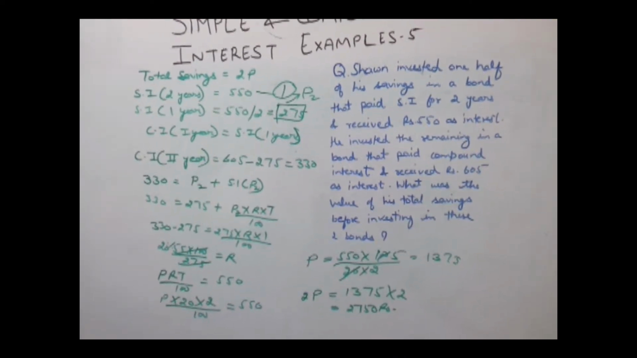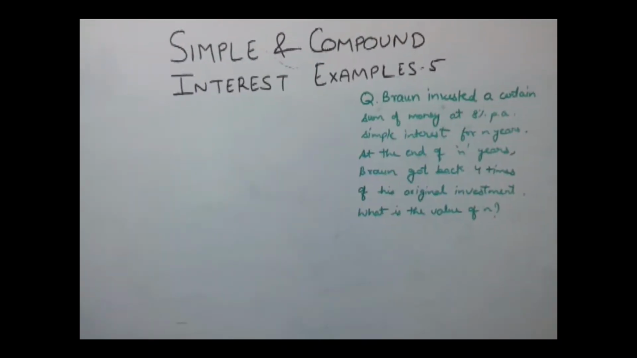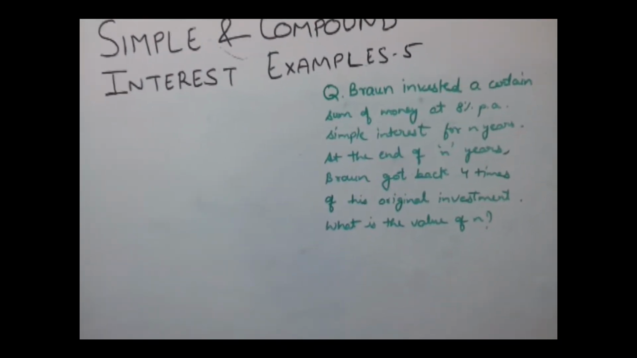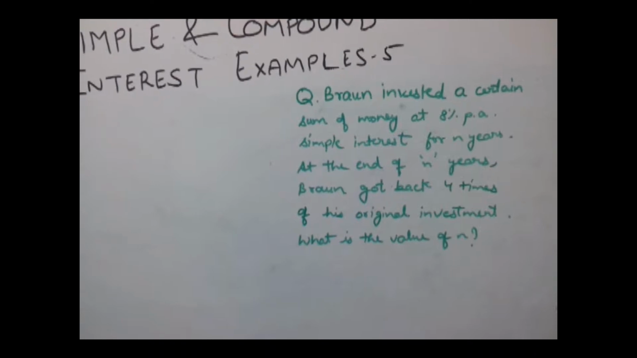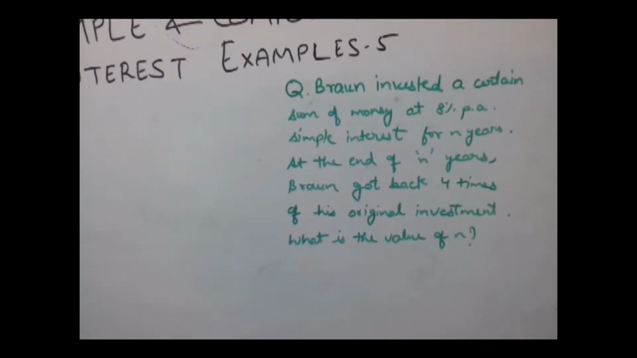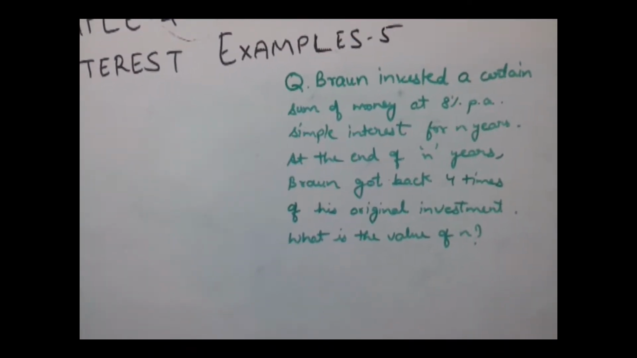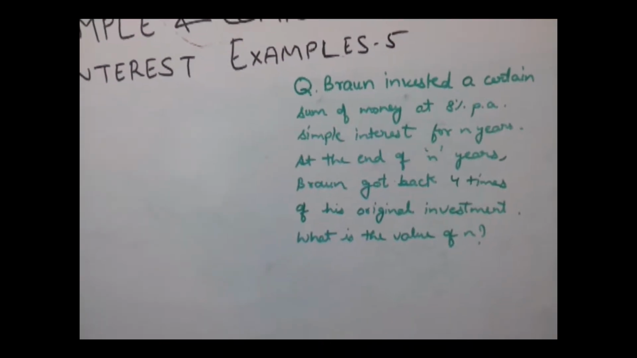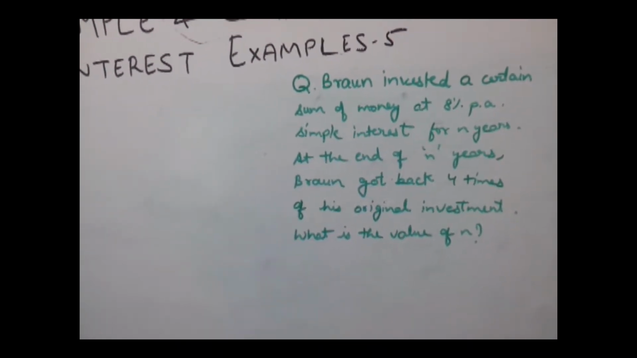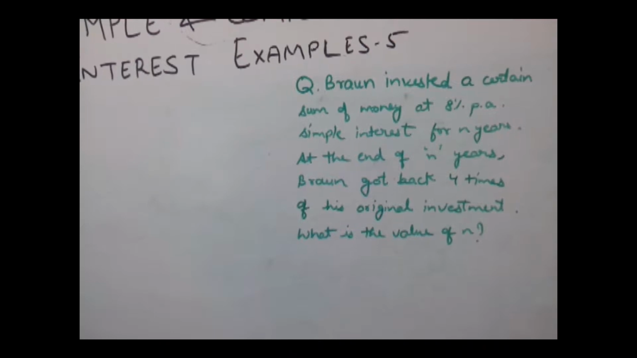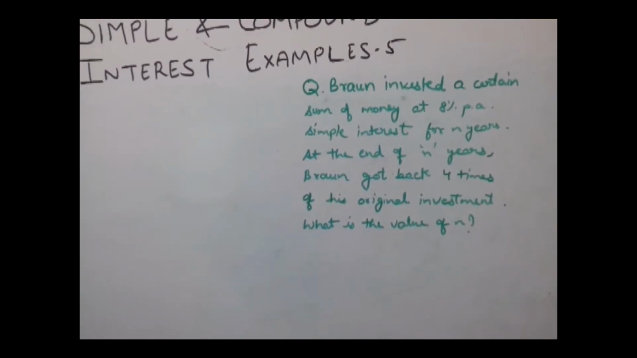Now let's have one more example. Example says Braun invested a certain sum of money at 8% per annum simple interest for n years. At the end of n years, Braun got back 4 times of his original investment. What is the value of N?